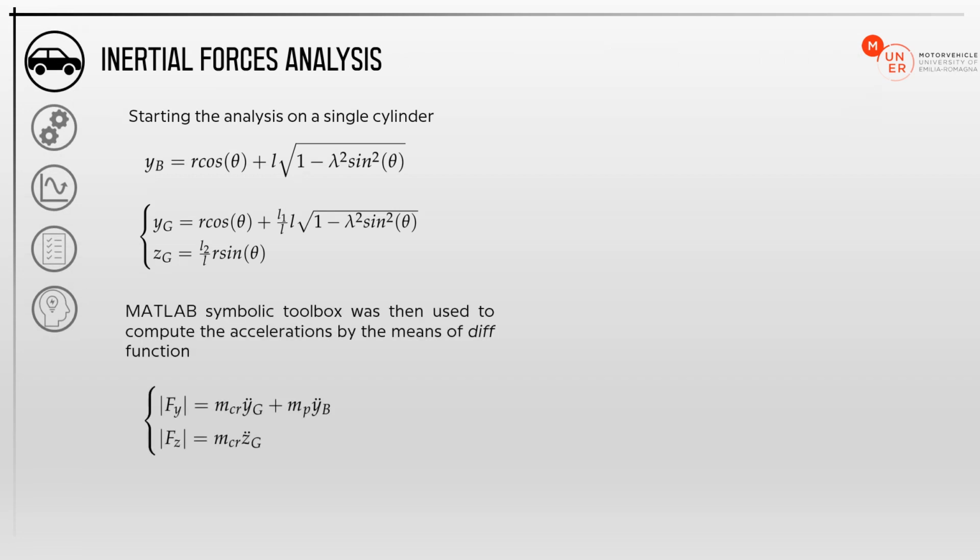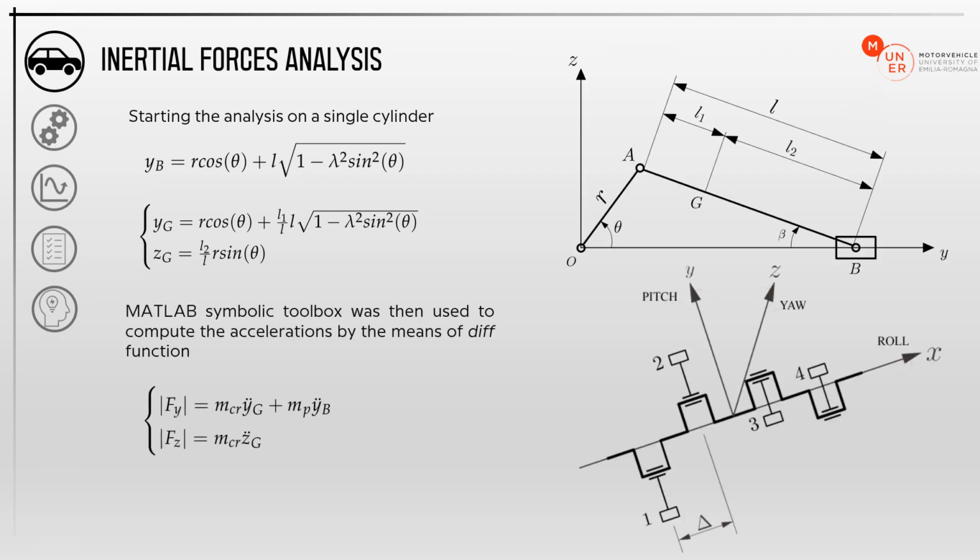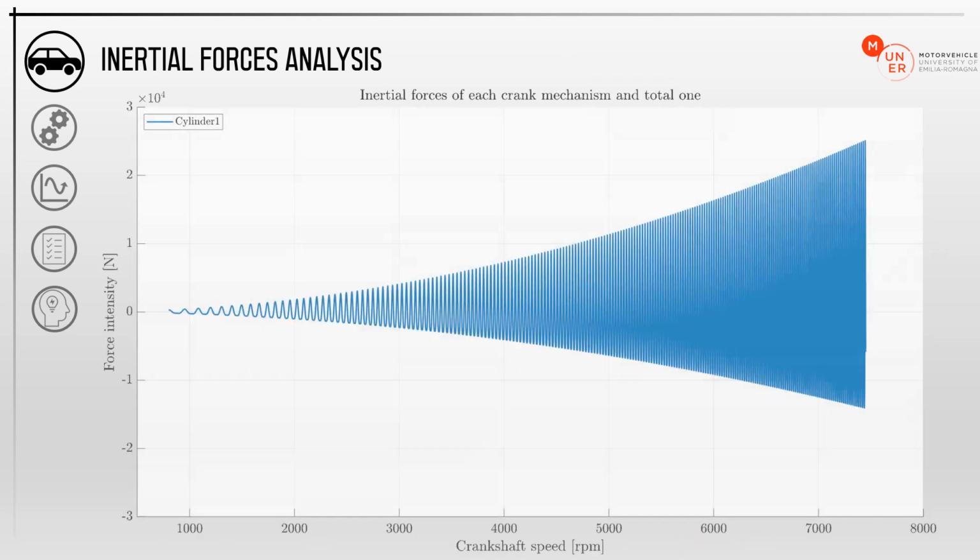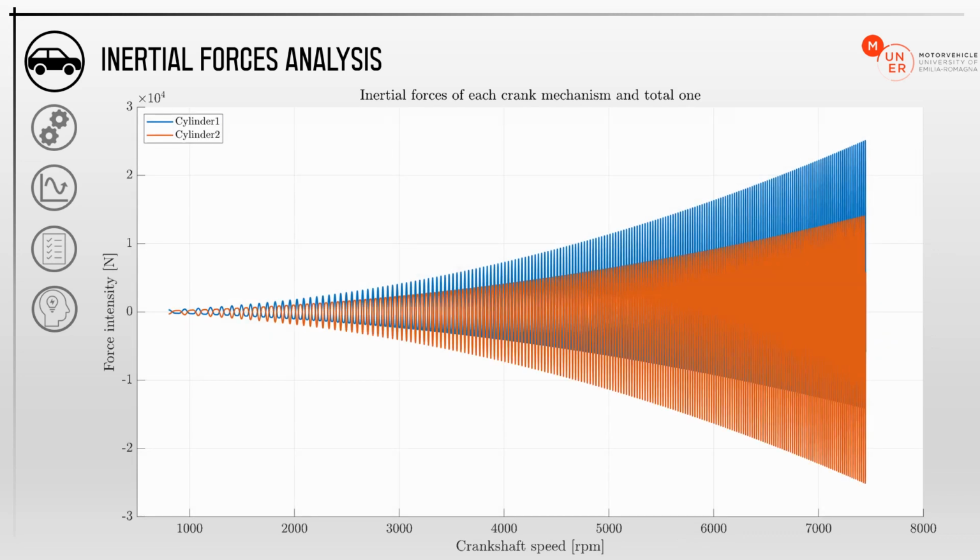We started with the inertial forces analysis. We considered a single cylinder engine first. So we wrote the displacements of the piston and the displacements of the conrod. And we used the MATLAB symbolic math toolbox to calculate the exact accelerations by using the diff function. At the end, we wrote the inertial forces, and we moved from the single cylinder to the 4-cylinder in the boxer configuration. Here, the inertial forces of each cylinder are plotted against the crankshaft speed.